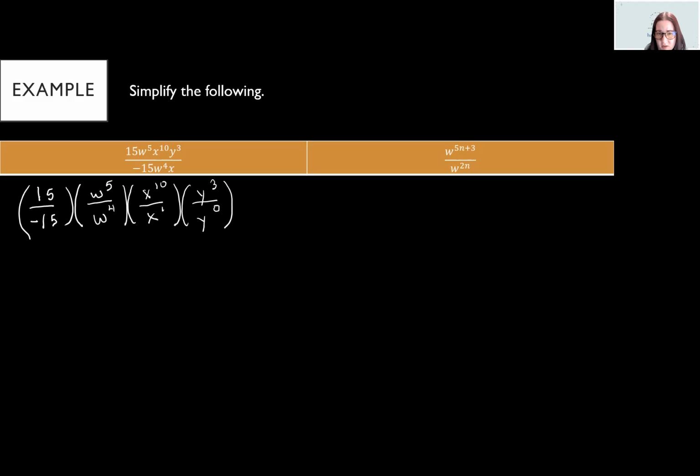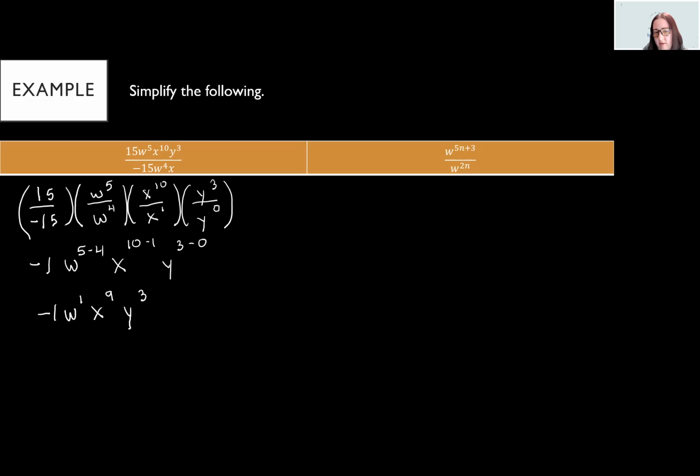So 15 over negative 15, that reduces to a negative 1. And then w, I'm going to subtract 5 minus 4. Then on the x, 10 minus 1. And then on the y, 3 minus 0. So we get negative 1 w to the 1, x to the 9, y to the 3.